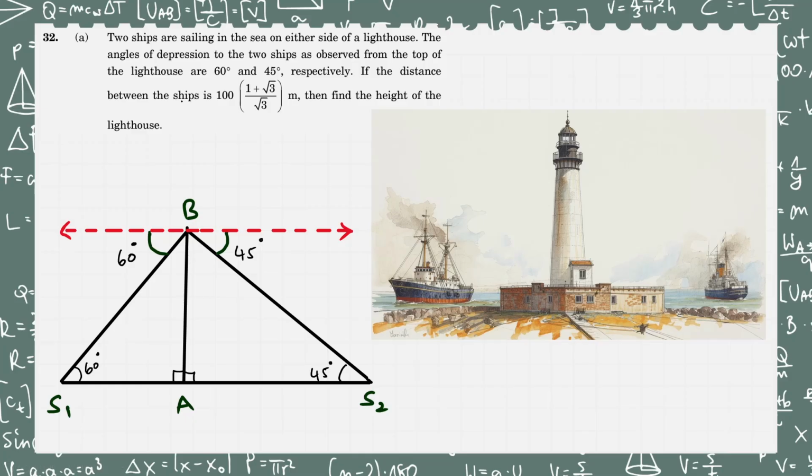And one more thing given is the distance between S1 and S2 is totally 100 into (1 plus root 3) by root 3 meter. We can use this information given. Distance between S1 and S2 will be S1A plus AS2. So I will find S1A and AS2 from the two triangles we have taken separately, and we will add both of them together and we will equate it to 100 into (1 plus root 3) by root 3. So that is the idea here. Let us execute it.